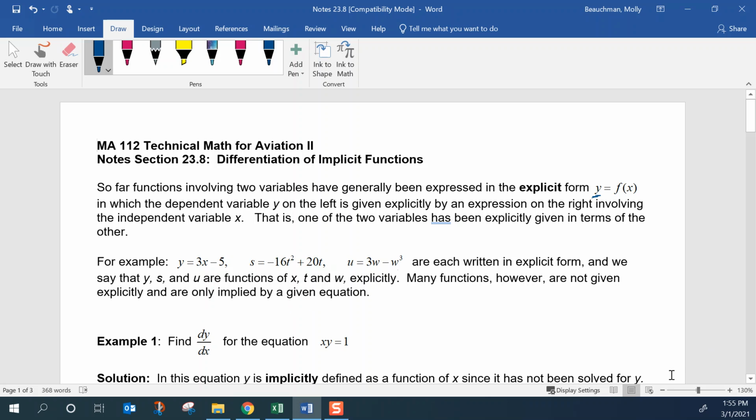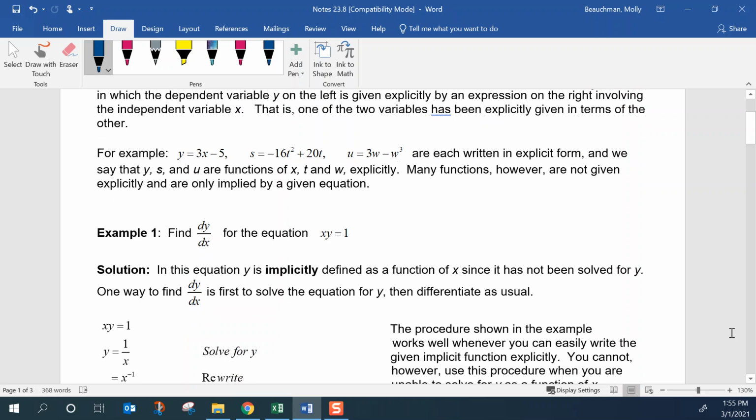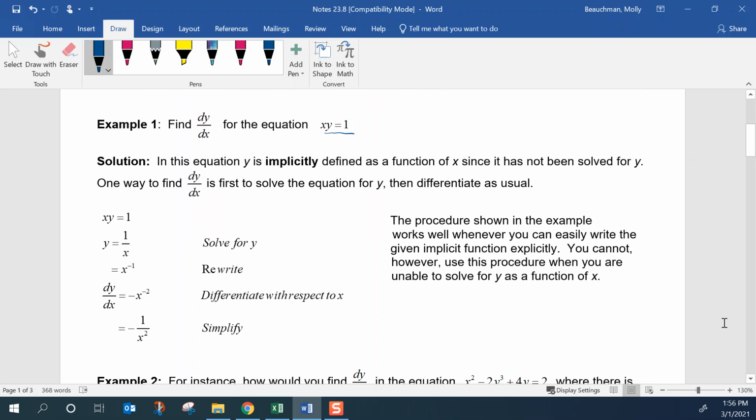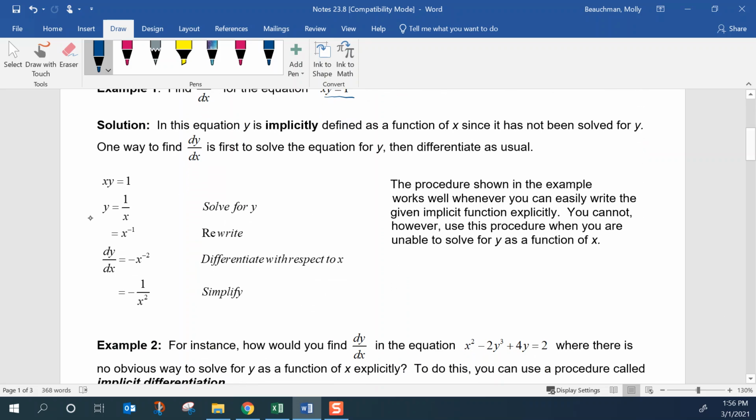For example, if we want to find the derivative, dy/dx, for the equation x times y is equal to 1, this isn't solved for a particular variable. So we could rewrite it by solving for y, and we get y is equal to 1 over x. If you can write it explicitly, then we rewrite this so we can use the power rule. Y is equal to x to the power of negative 1.